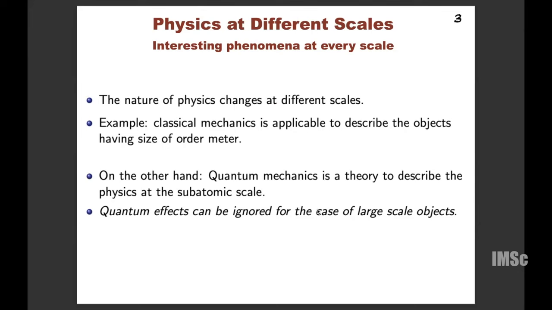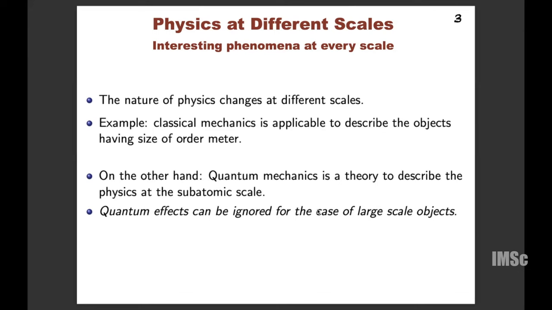Which can decide the objects of the meter. But when you go to the quantum regime, when you take very small objects like an atom, then you have to consider the quantum effects. So various new phenomena occur at the quantum mechanical scale as compared to the classical scale. Okay, this is one example.